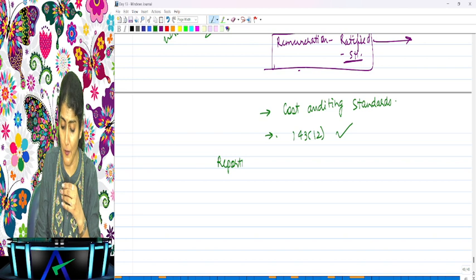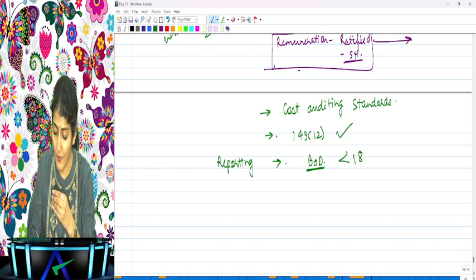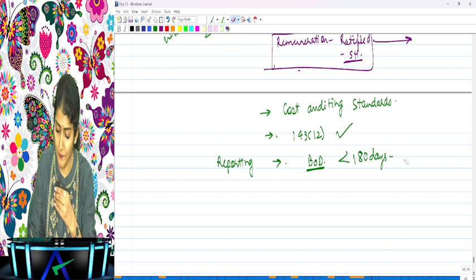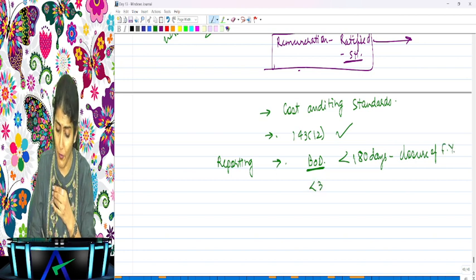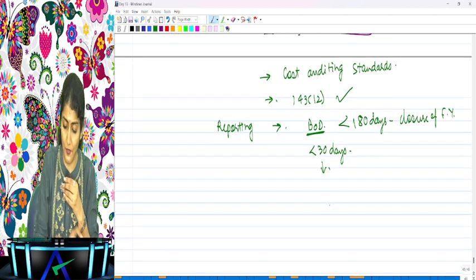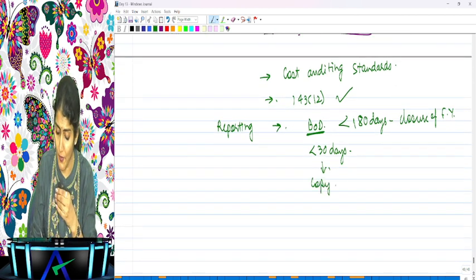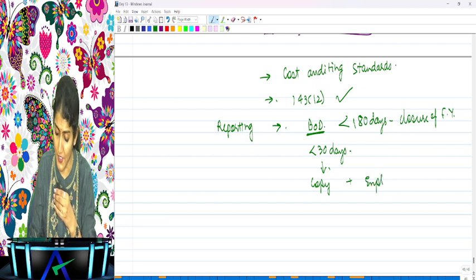And then reporting by cost auditors. To whom do the cost auditors report? They report to the board of directors within 180 days from the closure of the financial year. And the board of directors, within 30 days from the date of receipt of the cost audit report, has to submit a copy of the cost audit report, along with an explanation for every reservation or qualification in the report, to the central government.